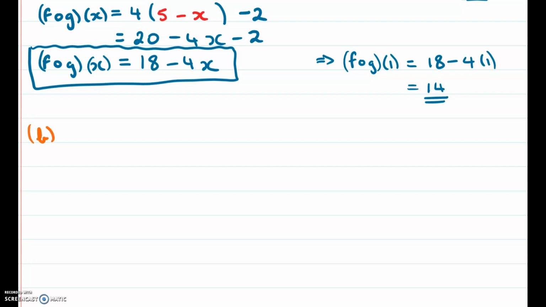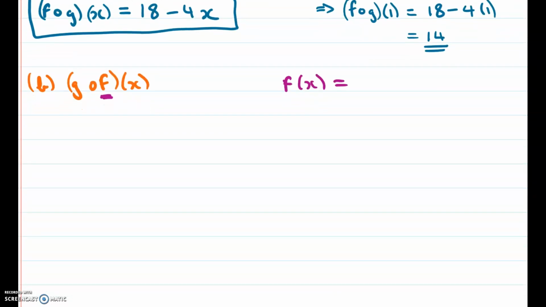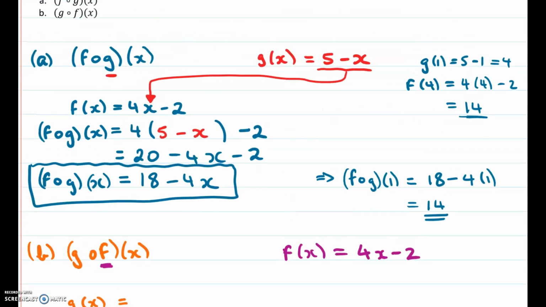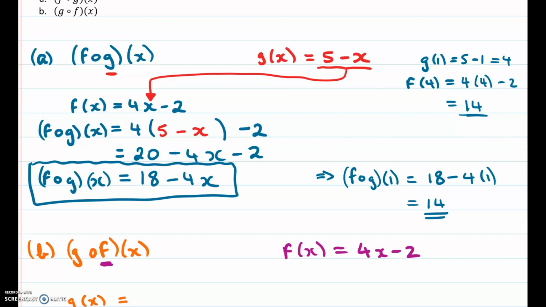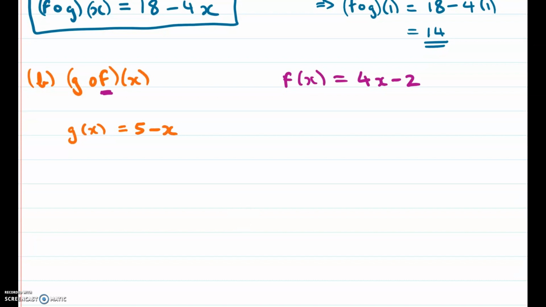So part B, g o f of x. So this time we'll start with f. So f of x is 4x minus 2. Now, g of x, if I can scroll on my screen, g of x is 5 minus x. We can see it here. So g of x is 5 minus x.